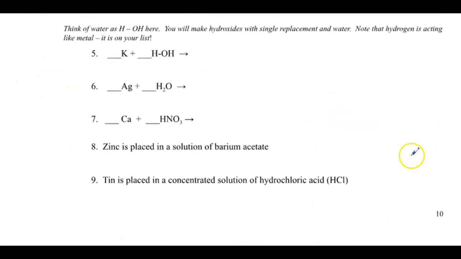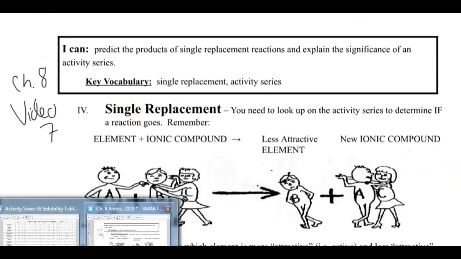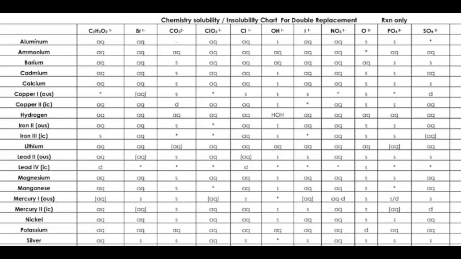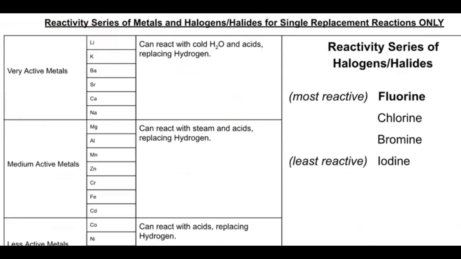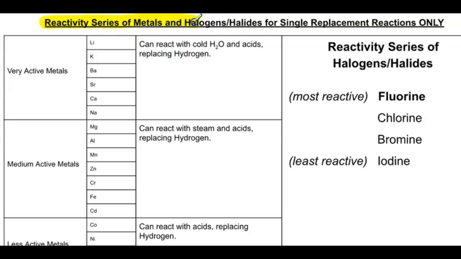Replacement reactions. We're on page 10 of your notes, and for this section you're going to need your note packet as well as the solubility table. The back of that has the activity series. You were given this in class, or else there's going to be a digital copy posted on your Google Classroom. So make sure you have these two things out.